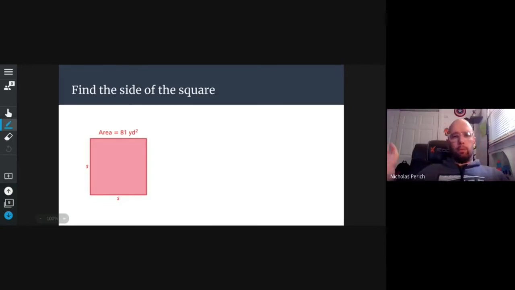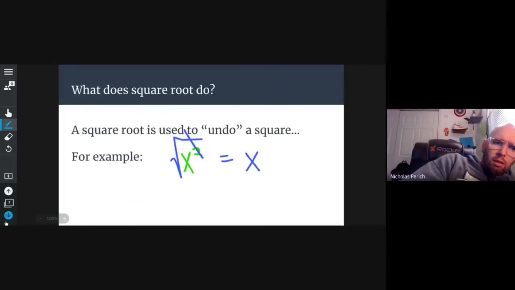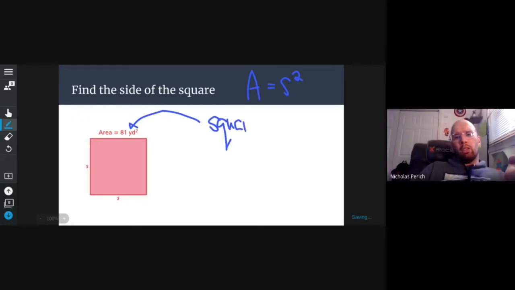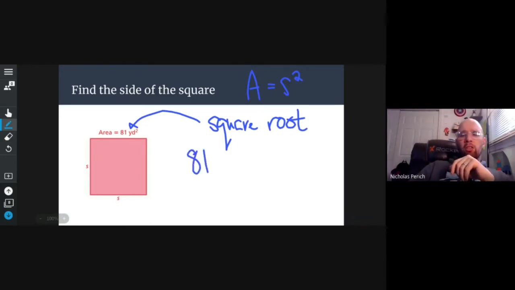So wait a minute. I remember that the area of a square is s squared. So if I wanted to find the side of a square, all I have to do is square root that, because I just undo a square. So if I give you the area of a square, to find the side, you square root it.